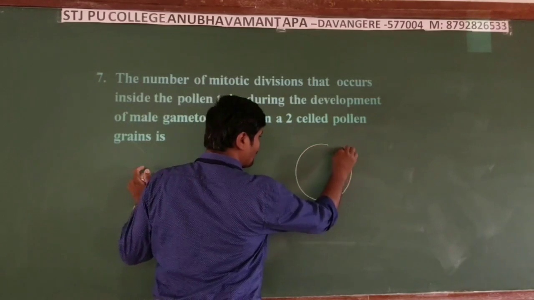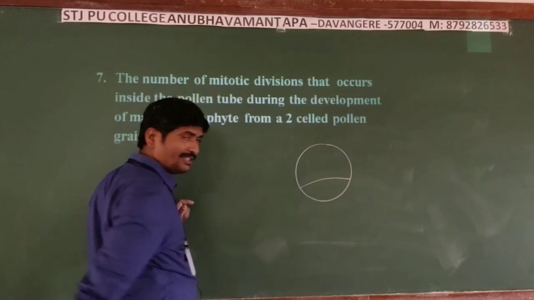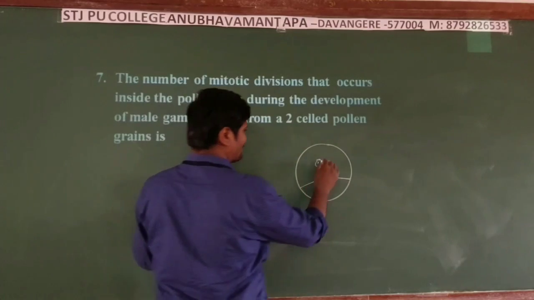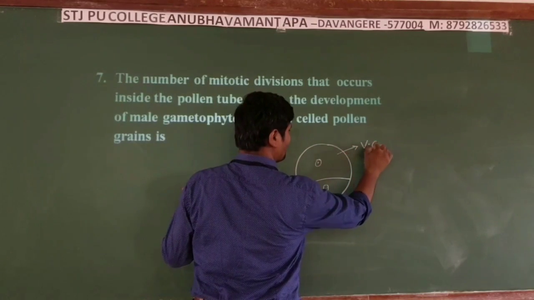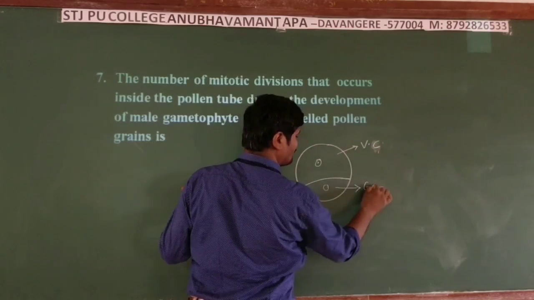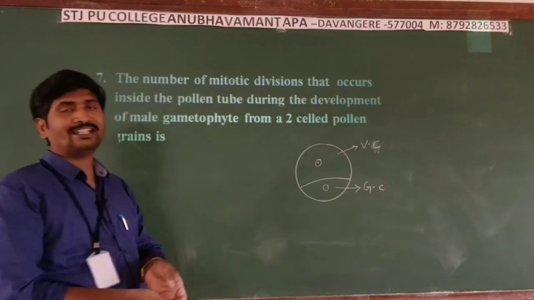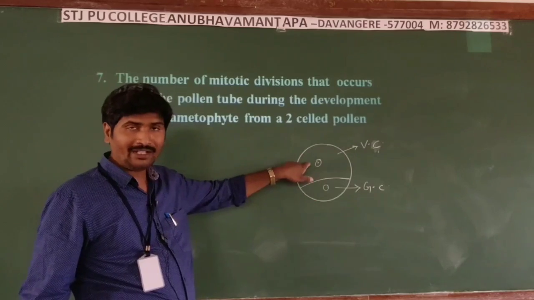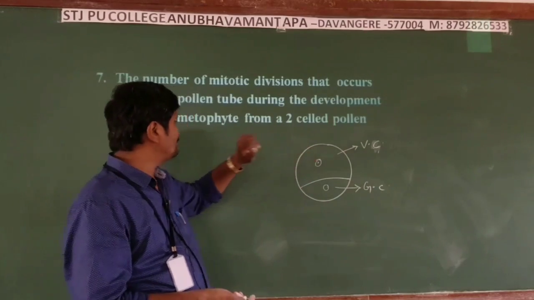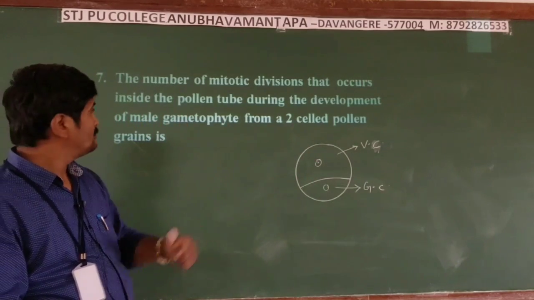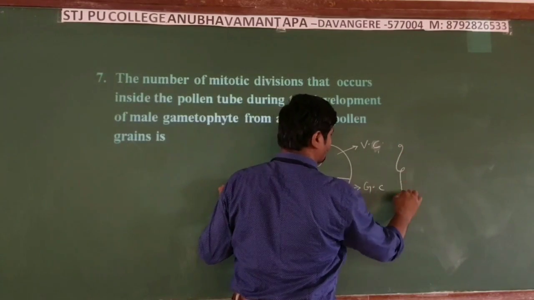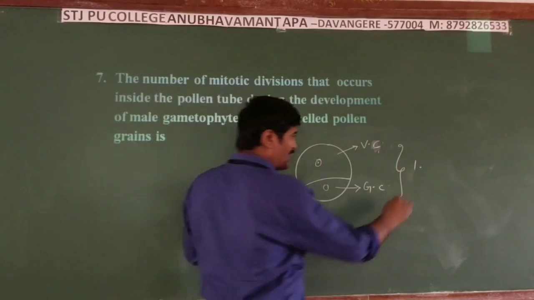First, the pollen grain undergoes the unequal mitotic cell division. As a result, two cells are formed: one is the vegetative cell and the other is the generative cell. In the 2-cell stage pollen grain, how many mitotic divisions are expressed here? Only one mitotic division.